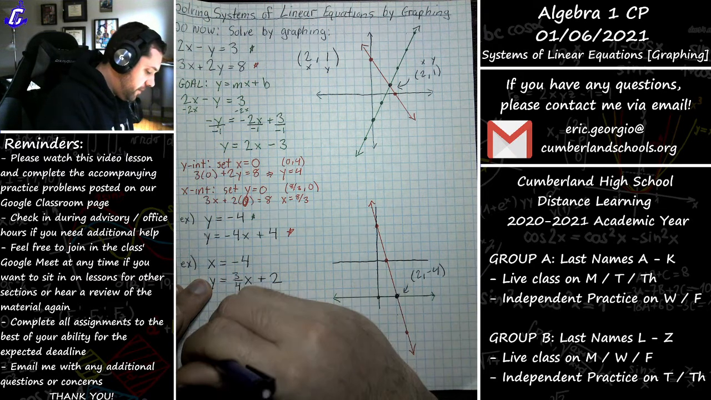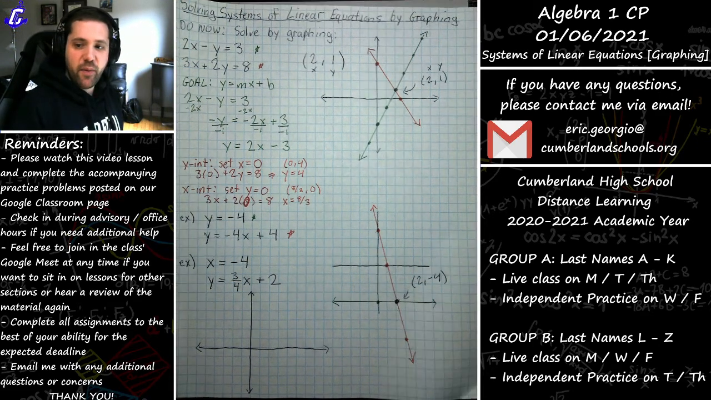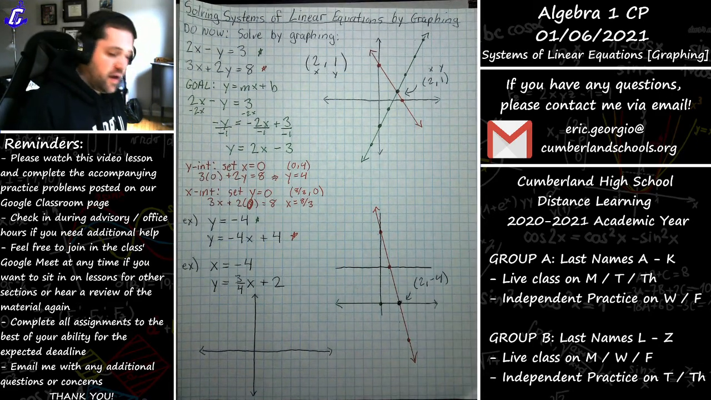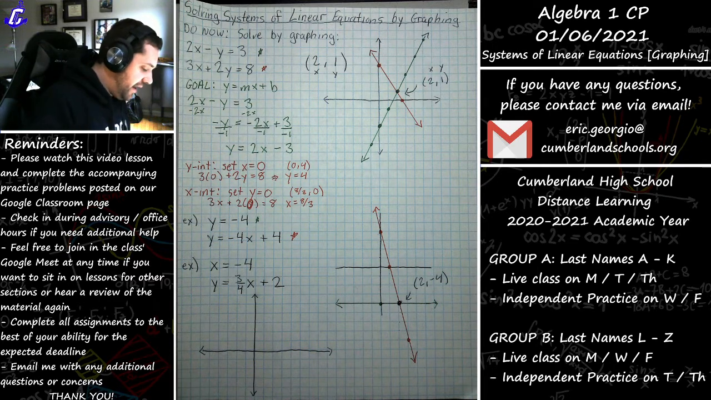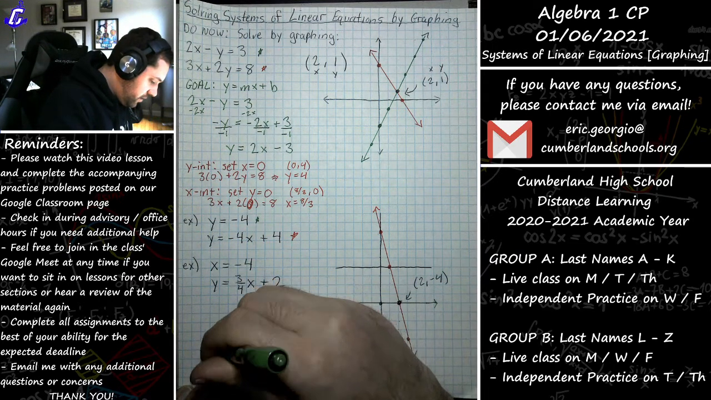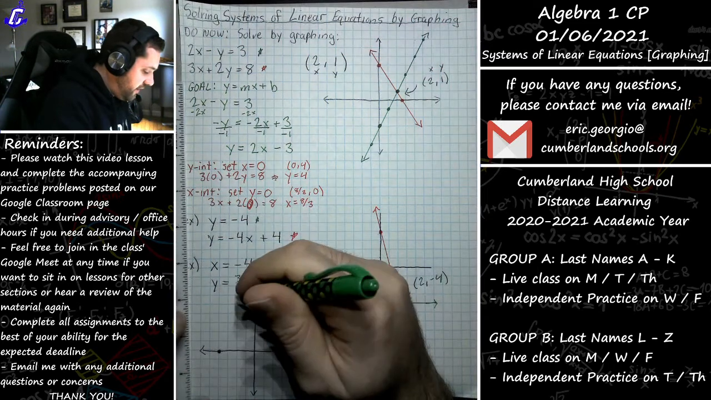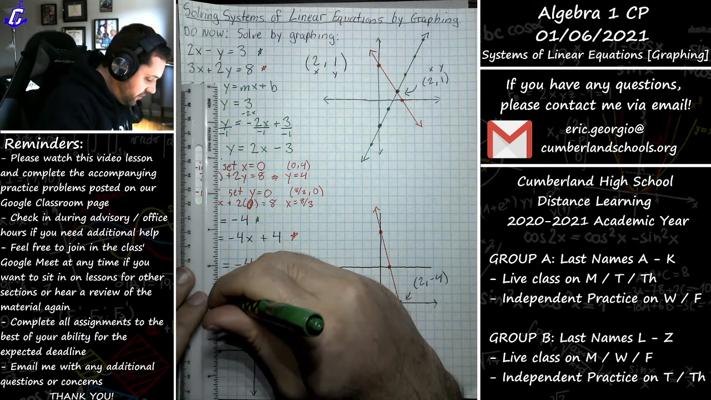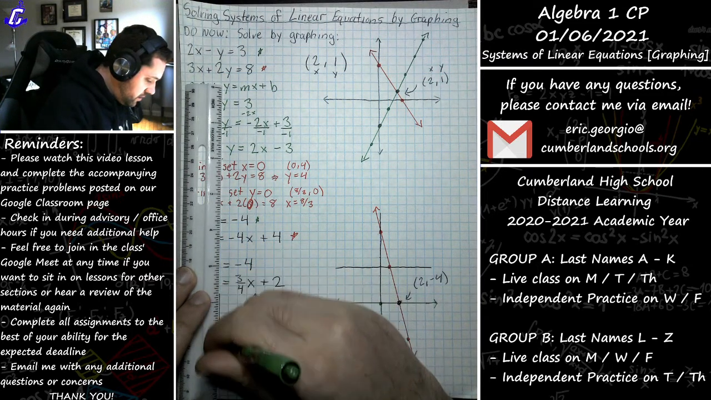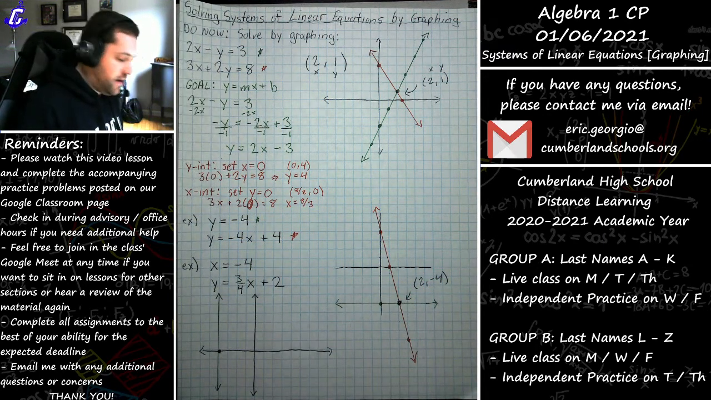Just like if we have y is equal to a constant, remember when we have x equals negative 4, that creates a vertical line that passes through the intercept of negative 4. Right here. Do you see that? X equals negative 4. That's our x-intercept. So it's going to create that vertical line that passes through that position. Like so.